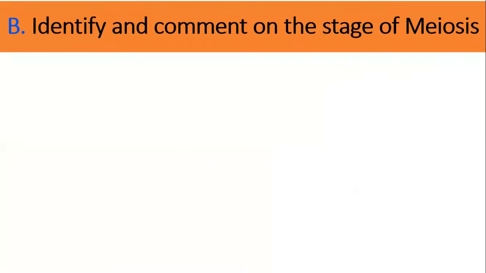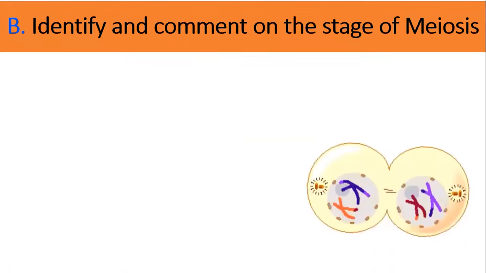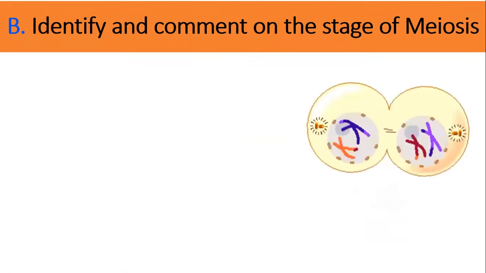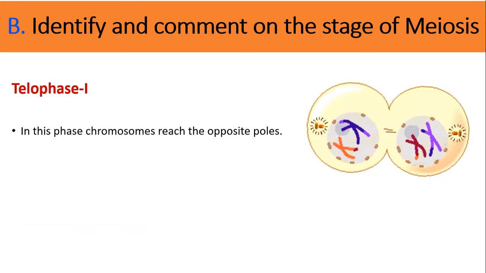Now, they might keep some other stage of meiosis also. Like, look at this stage. It's showing two nuclei. It means it is telophase 1. In telophase 1, you will say the chromosome reaches towards the opposite poles.